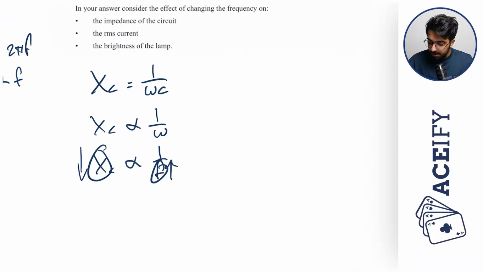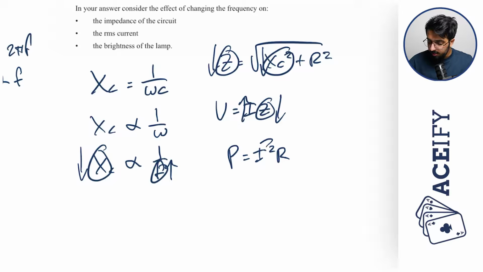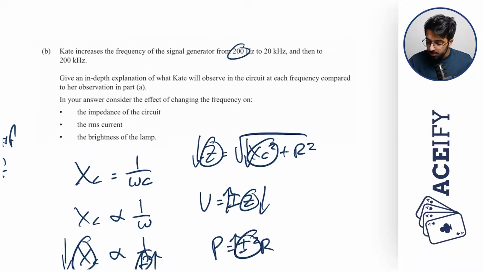And so therefore, as our total impedance is equal to the square root of Xc squared plus R squared, if we reduce the reactance of our capacitor, therefore the total impedance of our circuit is going to decrease. And as V is equal to IZ, if our total impedance decreases and our voltage remains the same, therefore our current is going to increase. And as the power through the lamp is equal to I squared R, if our current increases, therefore the power used by the lamp is also going to increase, and so therefore the lamp is going to glow brighter. And so that's what happened when we increase from 200 Hz to 20 kHz.